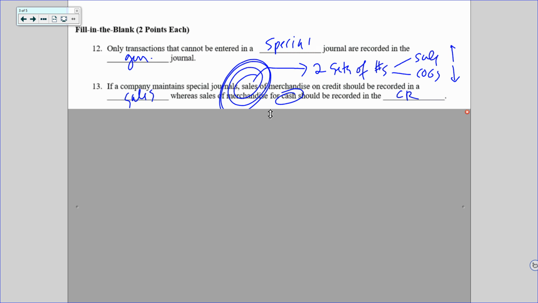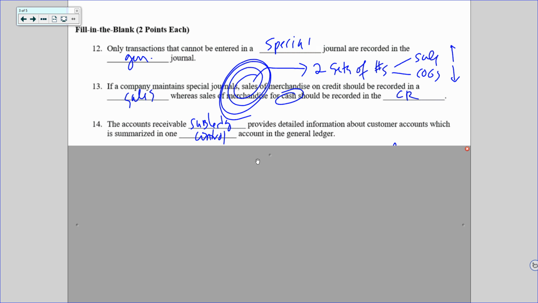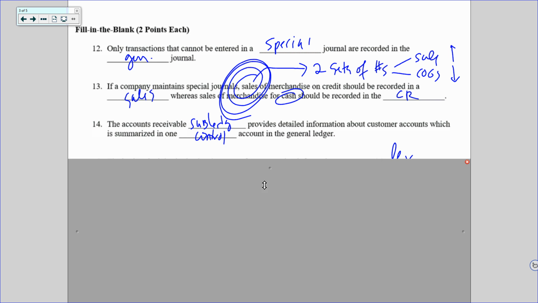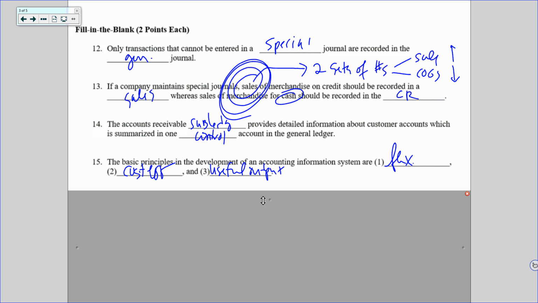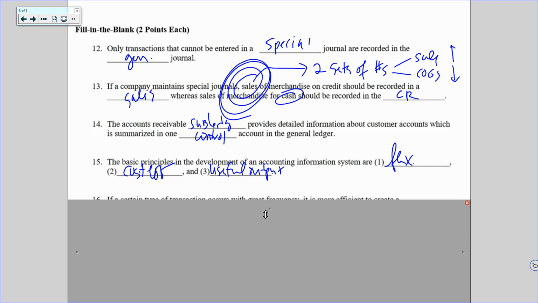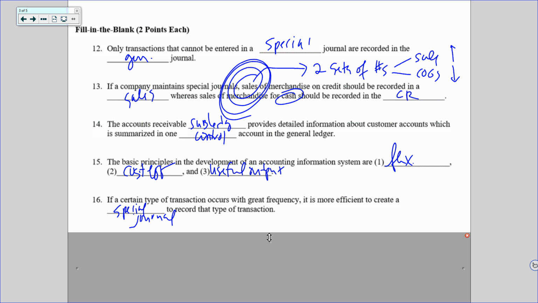Number 14, the AR subsidiary ledger provides detailed information about customer accounts, which is summarized in 1 control account in the general ledger. Number 15 we already discussed, but it needs to be flexible, cost effective, and have useful output. And then 16, if a certain type of transaction occurs with great frequency, it's more efficient to create a special journal to record it. All righty.